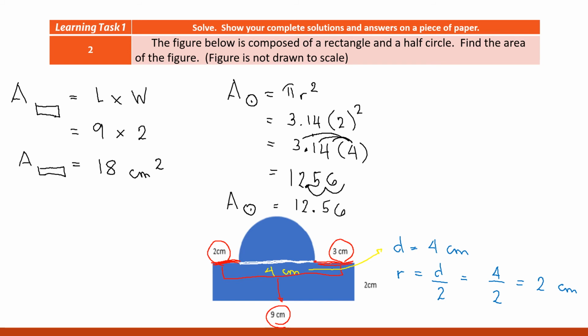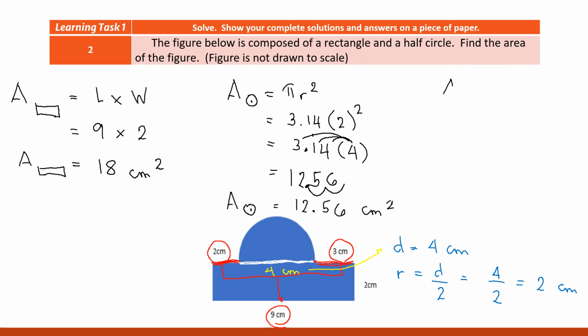12.56. Okay? 12.56 square centimeter. Ngayon, anong kinalaman nitong area of a circle? Dahil nga, meron tayong semicircle dito, may kinalaman itong circle na to. Pero, paano yun? Circle ito, area of a circle. Ito, semicircle lang. Well, simple lang.